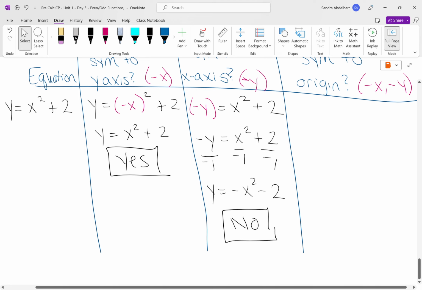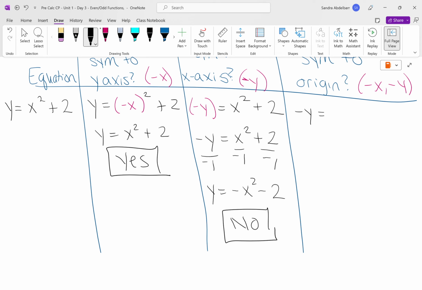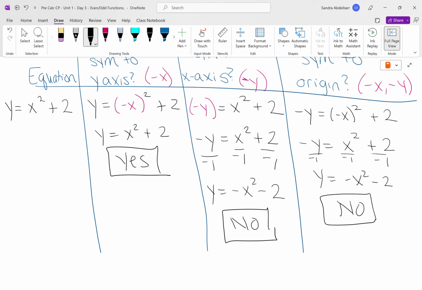Right. And the last one, is it symmetric to the origin? Let's see. So this time we're going to replace x and y with the negative. So we are negative y equals negative x squared plus 2. So this is negative y equals positive x squared plus 2, which once again, when you divide by negative 1, is y equals negative x squared minus 2. Is it the same as the original? No. So this is a no. All right, we're going to do one more problem, then call it a day.